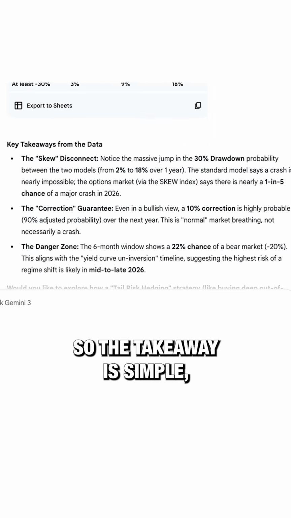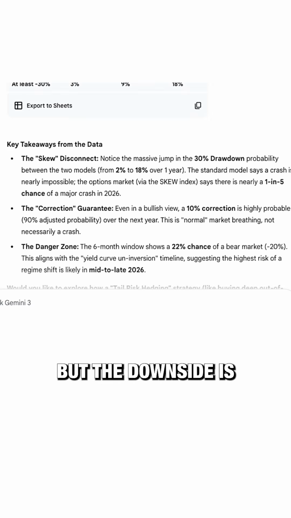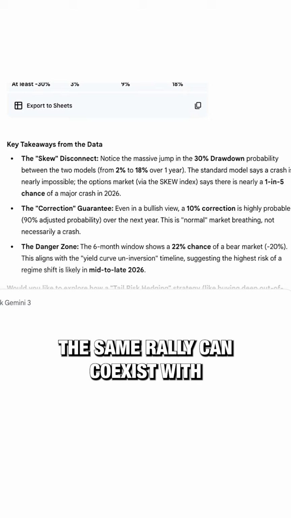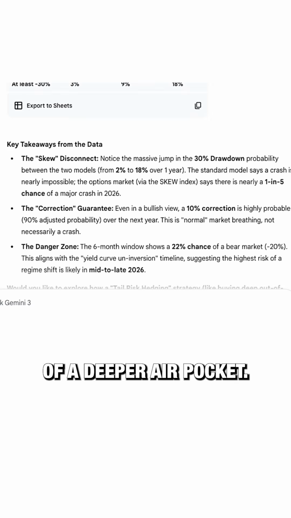So the takeaway is simple. The market can keep grinding higher, but the downside is no longer priced like a clean, low-vol regime. The same rally can coexist with meaningfully higher odds of a deeper air pocket.